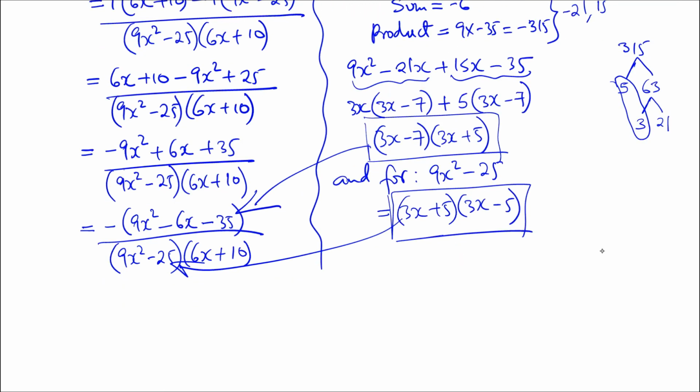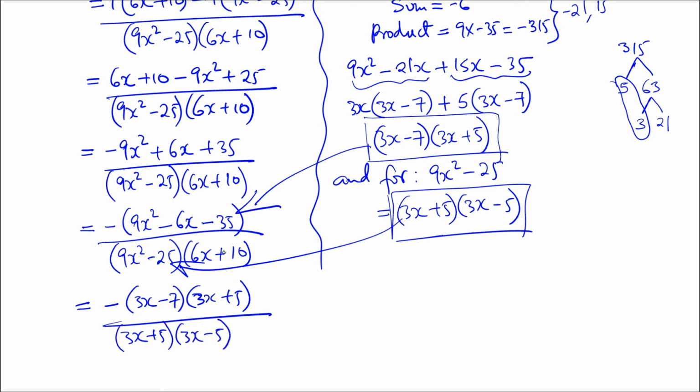Anyway, so the resulting expression will be negative, and then we have 3x minus 7, 3x plus 5 over, and here we'll have 3x plus 5, 3x minus 5, but also remember we still have this one here that we haven't done anything with, so I'm just going to copy it down here, 6x plus 10.